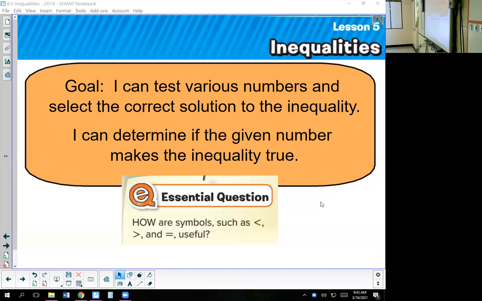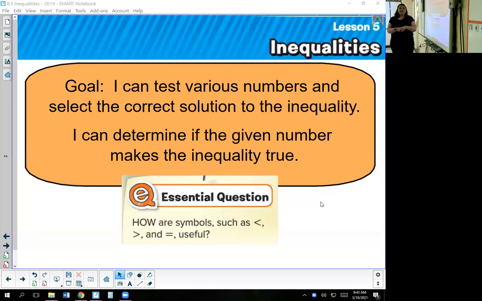All right, for day one is inequalities. The next slide that I showed you is very important. Make sure you write it out. It is very important pertaining to inequalities because you know most of these except for two new ones. So we're going to test to see if numbers that I give you actually are solutions to the inequality.